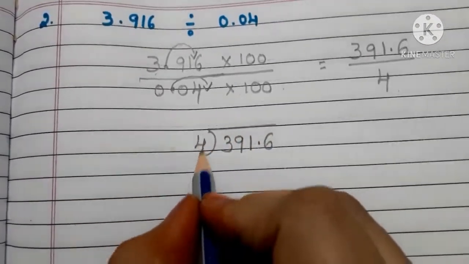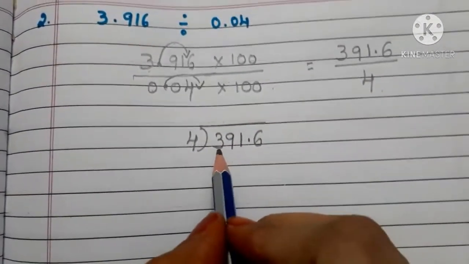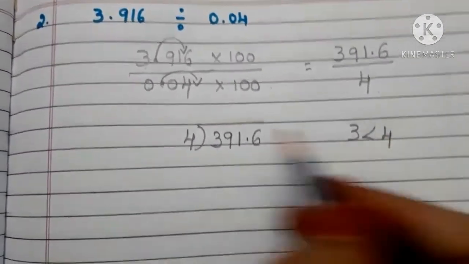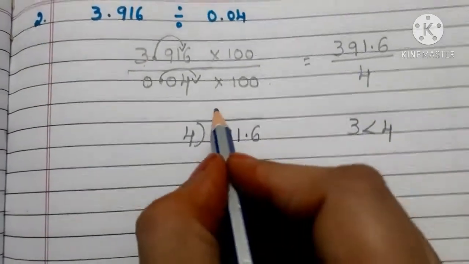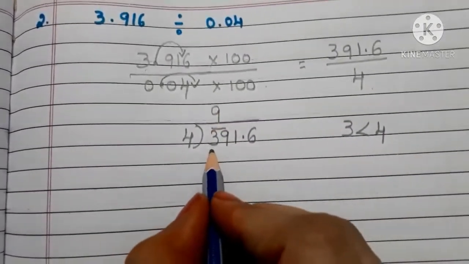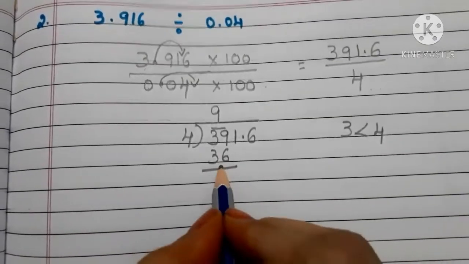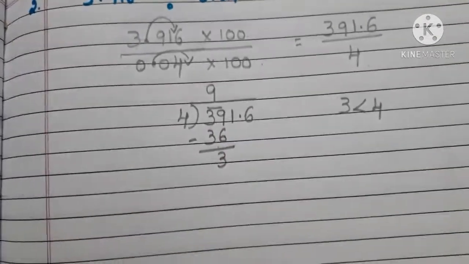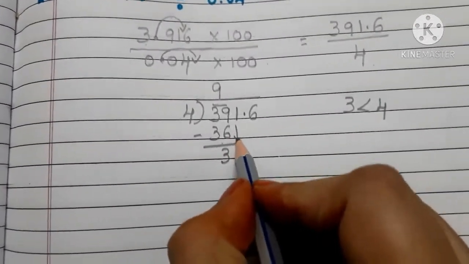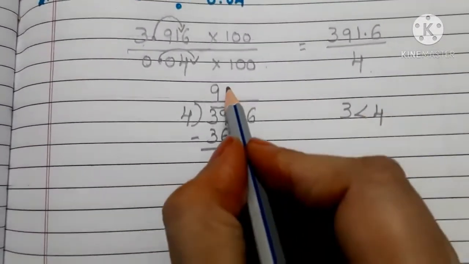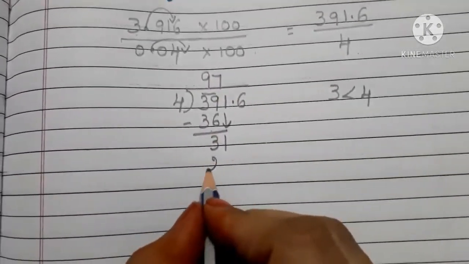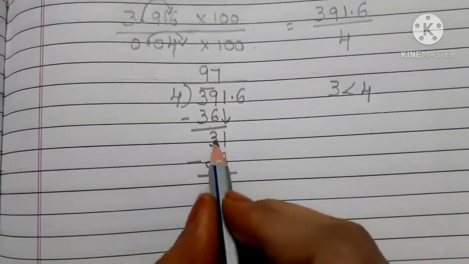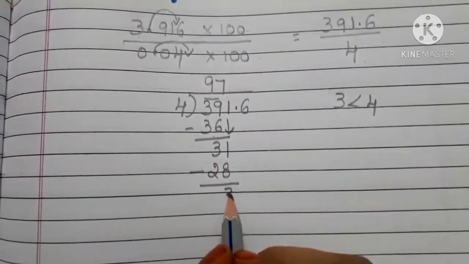4. Okay, here we have first number is 3 and it is less than the divisor 4. So take 39. 4 9s are 36, right? So write 9 there and 36 here. 39 minus 36 is 3. Okay, now down the number 1. 4 7s are 28. So write 7 here, 28 here. 31 minus 28 is 3.